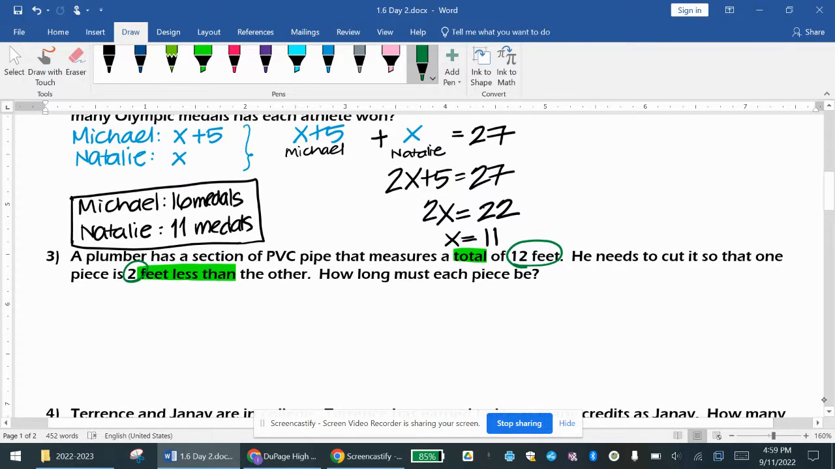Okay, so plumbers use PVC pipe all the time. PVC pipe can come in different colors. Mostly it's white and it's a plastic type of tubing. Feel free to Google it if you want. So we're talking about 2 pieces of pipe. We're going to just call it first piece and second piece.